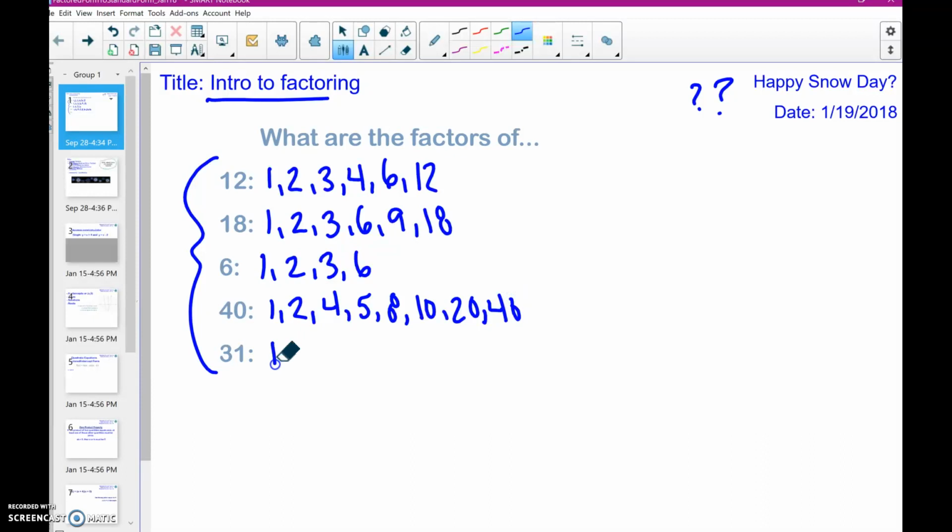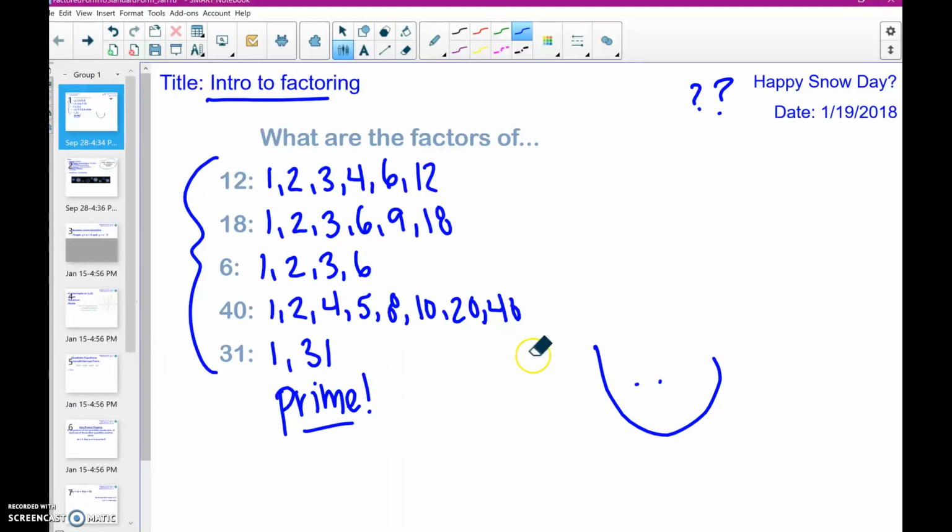And you may have noticed your factors of 31 are very simple, just 1 and 31. That is because 31 is a prime number, and that means its only factors are 1 and itself. So hopefully you did an all right job at that. Knowing how to find factors is going to be very useful in this unit. And if you need some practice, you always know you can come at lunch or ask me for some more help.